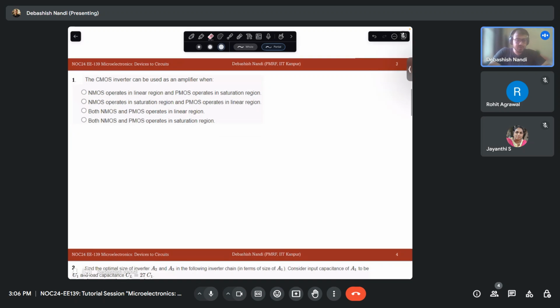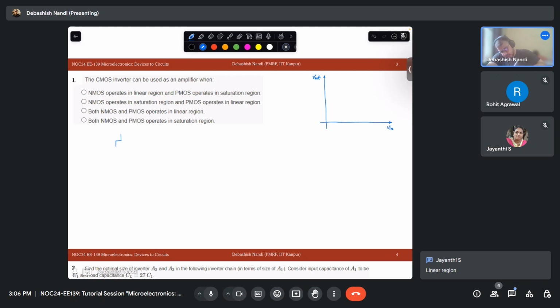Does any of the attendees like to answer this question? A CMOS inverter can be used as an amplifier when? If you draw the V out versus V in of an inverter, first let me show what an inverter actually is. Linear region, I do not think so. Let's explore them in detail.